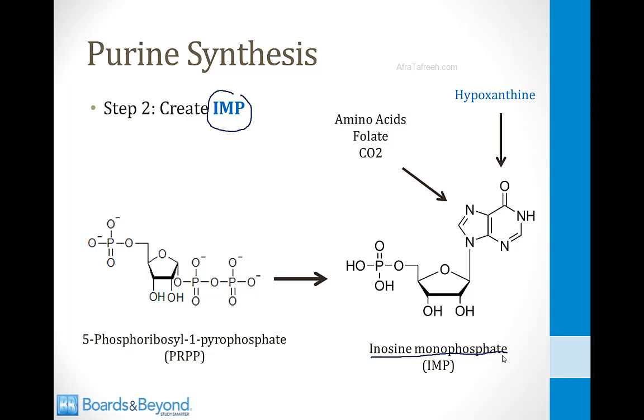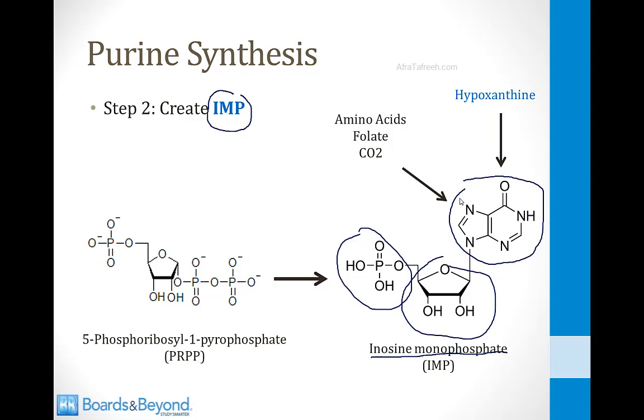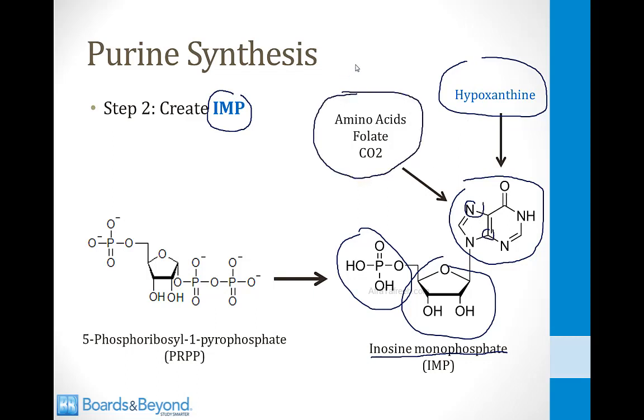It is an intermediate form that is used to synthesize the nucleotides that DNA and RNA like to use. But just like all nucleotides, it has a phosphate group, it has a ribose sugar, and it has a base. And the base that inosine monophosphate has is called hypoxanthine, and we'll talk a little bit more about that in the next few slides. You should also know that in the hypoxanthine base, you can see that there are nitrogen groups and lots of carbon groups, and these all come from amino acids and folate and CO2, and we'll talk more about that in a minute.